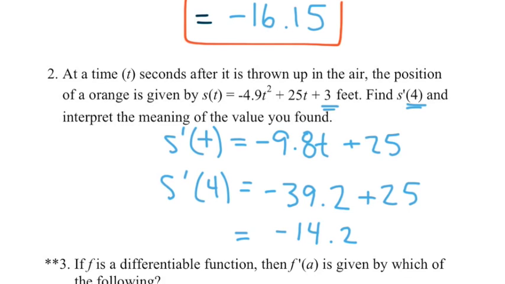And I'm going to be careful to put units on this. I know that this is measured in seconds, and we're talking about meters. And that's always going to be the case for these position, velocity, acceleration questions, and we'll talk more about that. But I'm going to say that that's meters per second. Those are the units. So the velocity of the orange after 4 seconds is going to be negative 14.2 meters per second. So it's going to be traveling down at a speed of 14.2 meters per second.